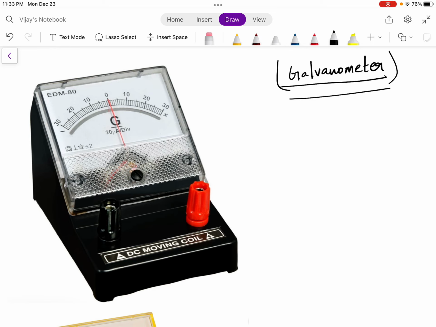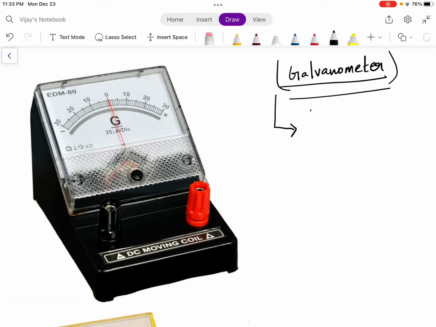Now we can see the diagram on the left side. Basically, in this, you can see the needle is pointing at 0. As long as the needle points at 0, we can say that there is no current. But when the needle deflects towards right or towards left, we can assume that there is current flowing in that particular conductor or wire. So what is the purpose of the galvanometer?